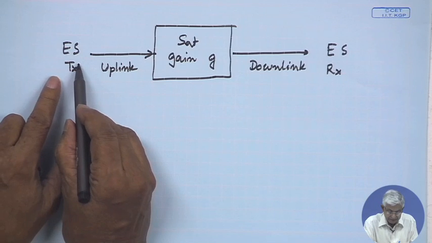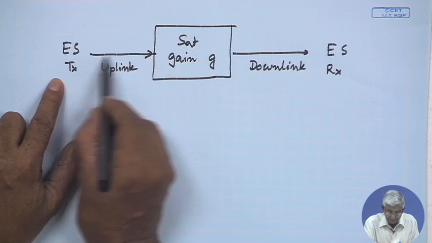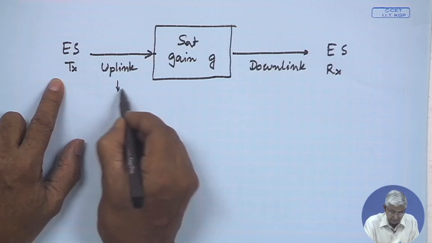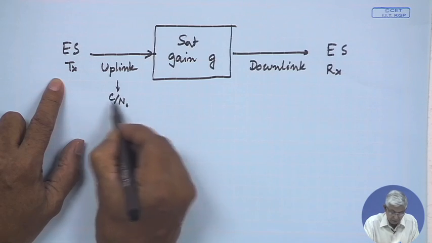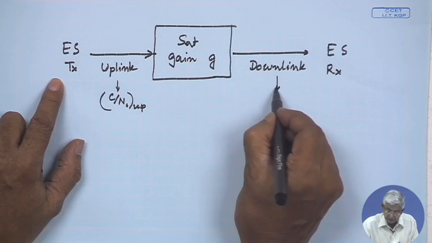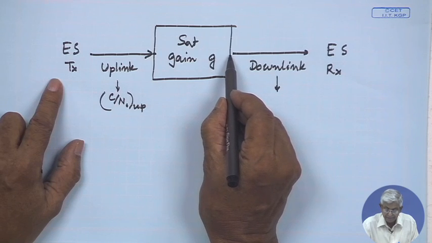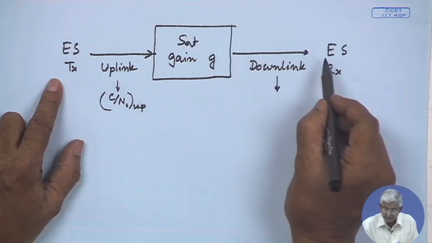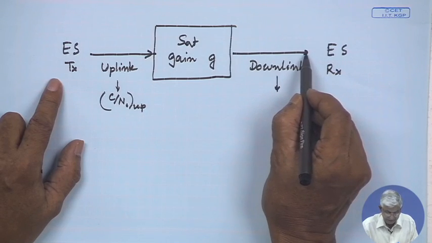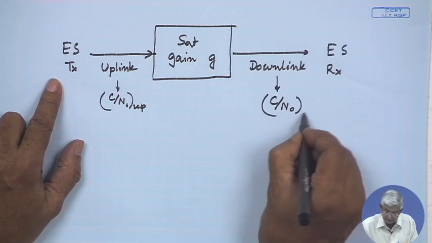Since there is a transmitter and a receiver involved at the satellite, and there is a path in between, at the uplink we will get some C by N naught, which we will call uplink C by N naught. At the downlink also, the satellite is transmitting, it has a transmit antenna gain and amplifier, so it has an EIRP, and the station receiving has a G by T, and there is a downlink path. So, it also has a C by N naught, which is the downlink.